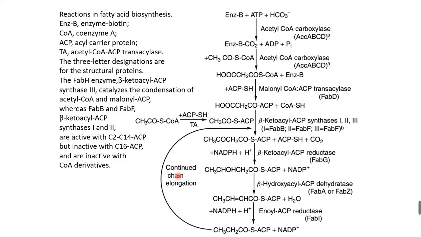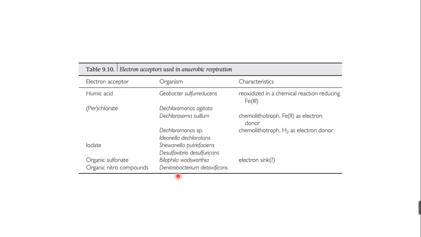And so with this, we can conclude anaerobic respiration. The next one is fatty acid synthesis. With this, we conclude all the electron acceptors other than oxygen: nitrogen, sulfur, the formation of methane, everything, carbon dioxide as an electron acceptor.